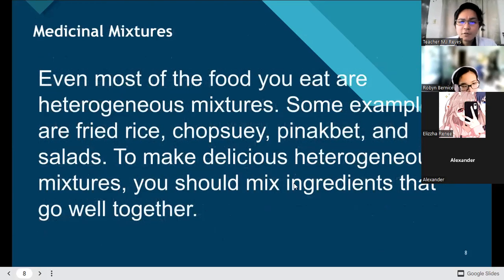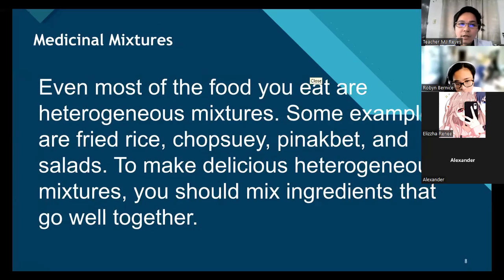Medicinal mixtures. Of course, if you observe the medical field, there are a lot of mixtures there. Even most of the food that you eat are heterogeneous mixtures. Some examples are fried rice, chop suey, pinakbet, and salads. These are heterogeneous mixtures. To make delicious heterogeneous mixtures, you should mix ingredients that go well together.